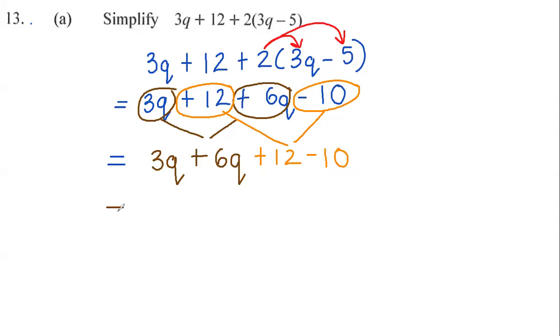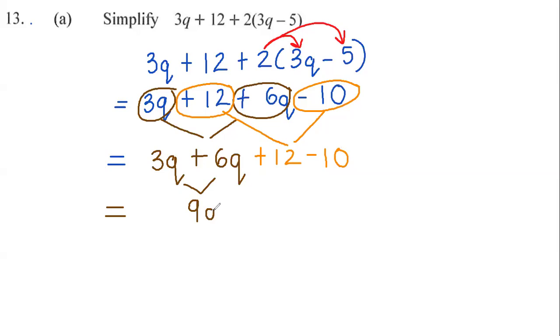Add. 3Q plus 6Q. What is 3Q plus 6Q? 9Q. 9Q. Very good. So we add these together. That's 9Q. And for the 12 minus 10, you do that and you keep the plus sign right there.